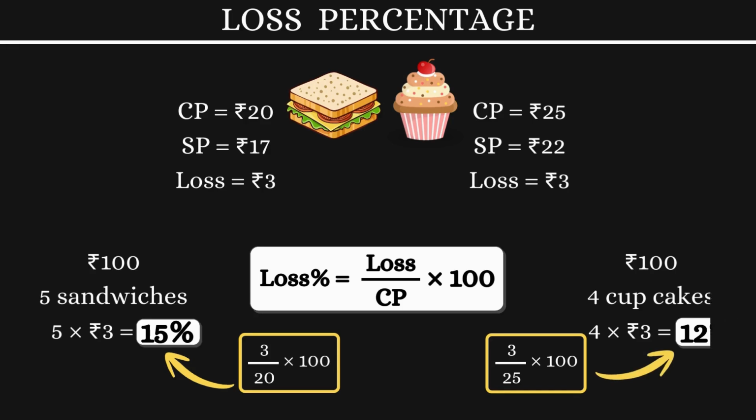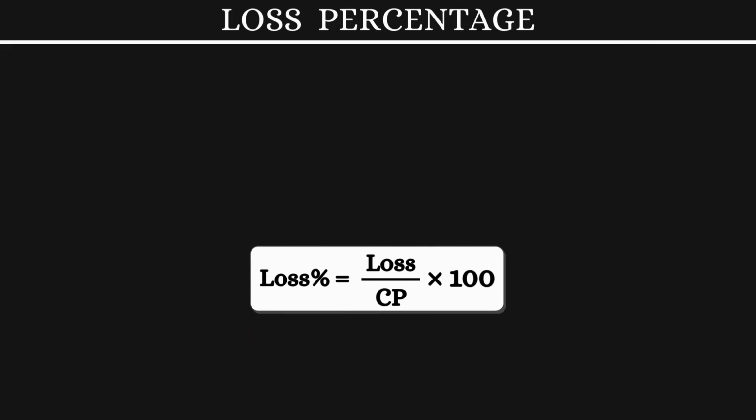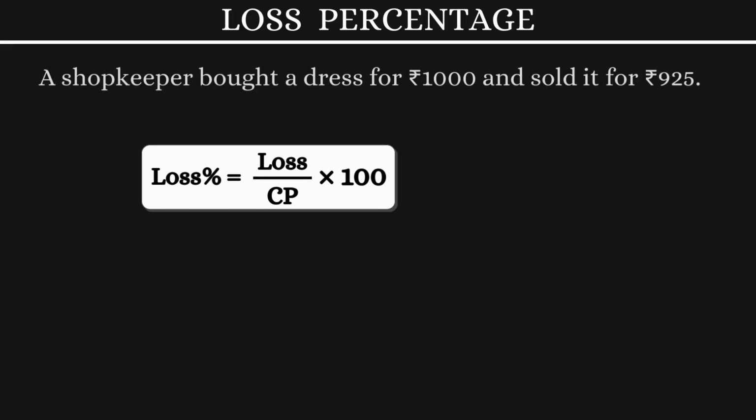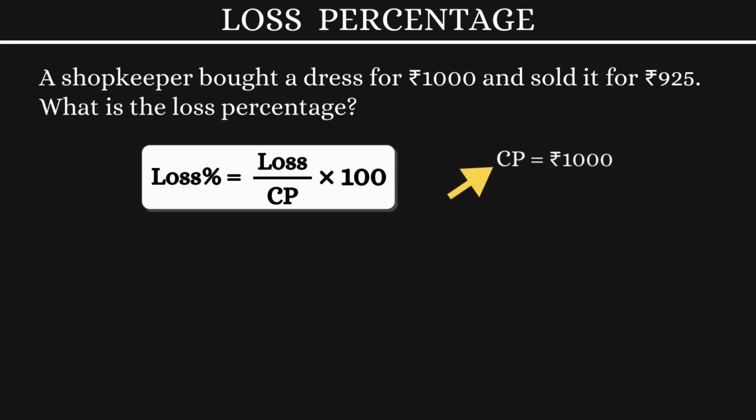With this understanding, let's move to the first question. A shopkeeper bought a dress for rupees 1000 and sold it for 925 rupees. What is the loss percentage? From the question, we have the cost price as rupees 1000 and the selling price as rupees 925. Using this, we'll first calculate the loss.